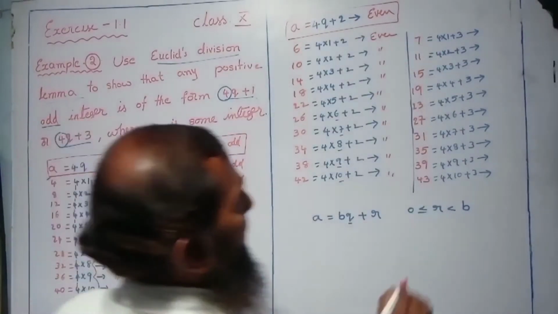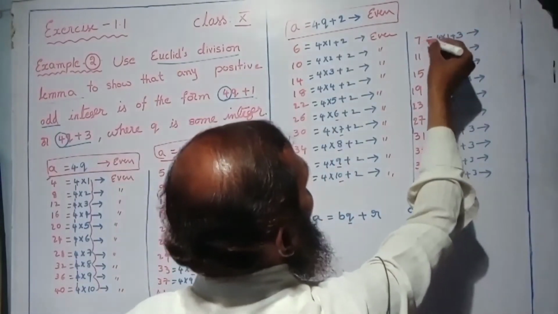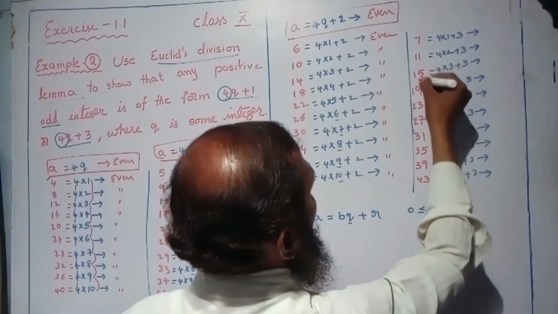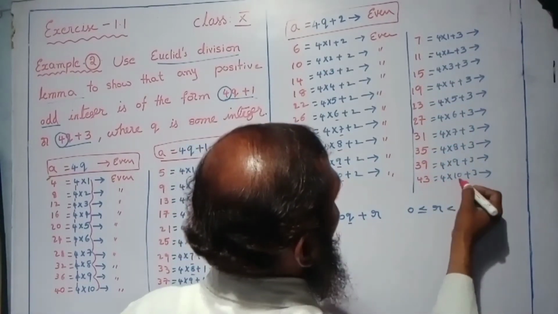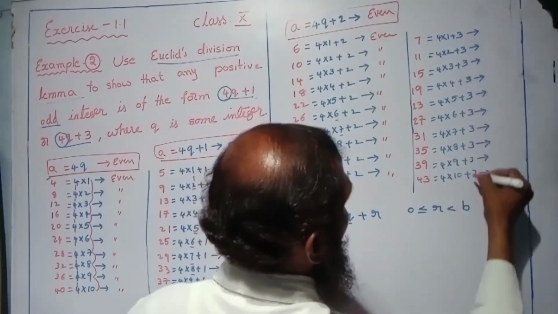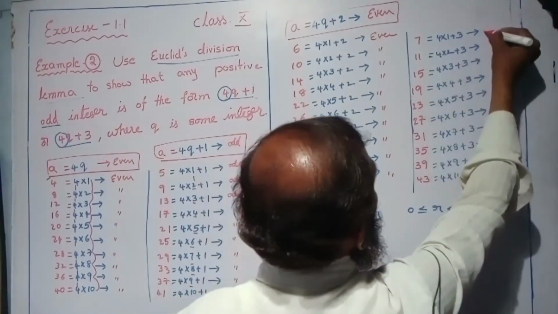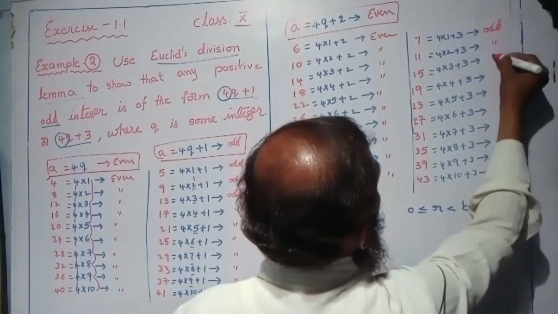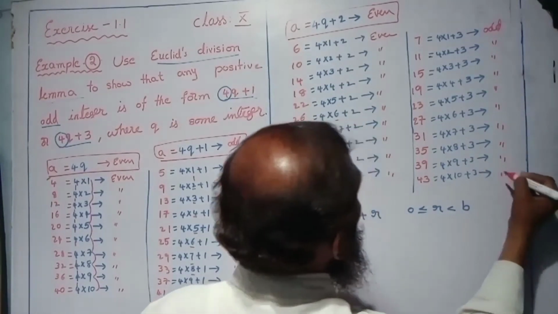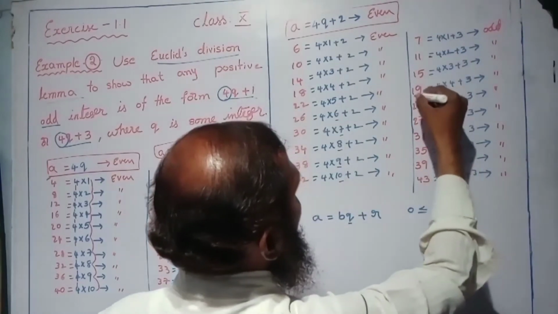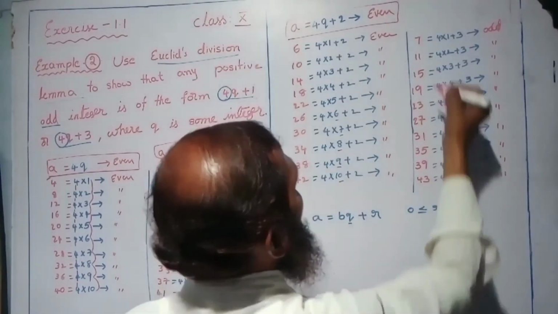And come to here. If I add 3, we should get 7, 11, 15, 19, 23, 27, 31, 35, 39, 43. So 4, 10, and plus 3. If we add a constant number 3, 3, 3, we should get odd numbers. So odd, odd, odd, odd number. Here 7, 11, 15, 19, 23. These are all changing values. That's why I'm going to take A.